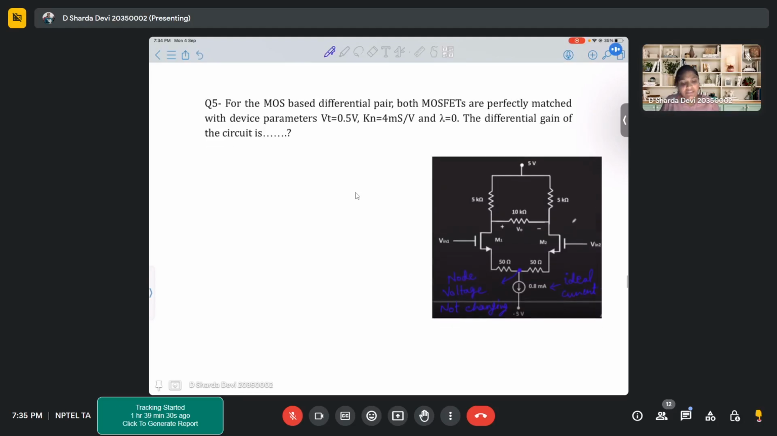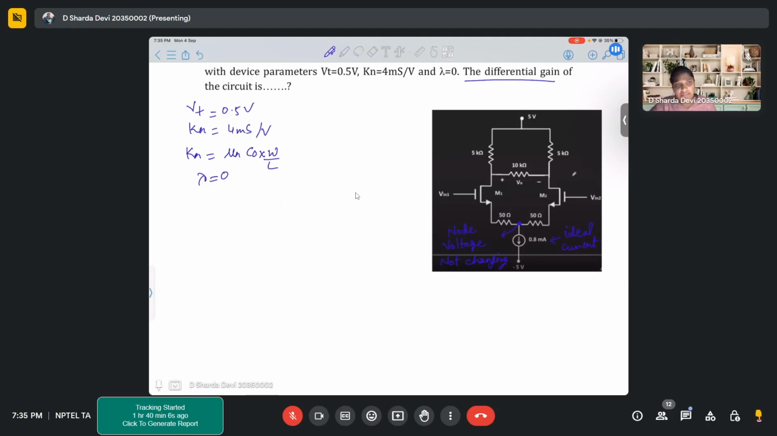Now in this particular differential pair, there are different device parameters given. Vt is 0.5 volts, Kn is 4 millisiemens per volt, where Kn is mu Cox W by L, lambda is 0, and you have to find the differential gain for the circuit. So can we simplify the circuit first of all?